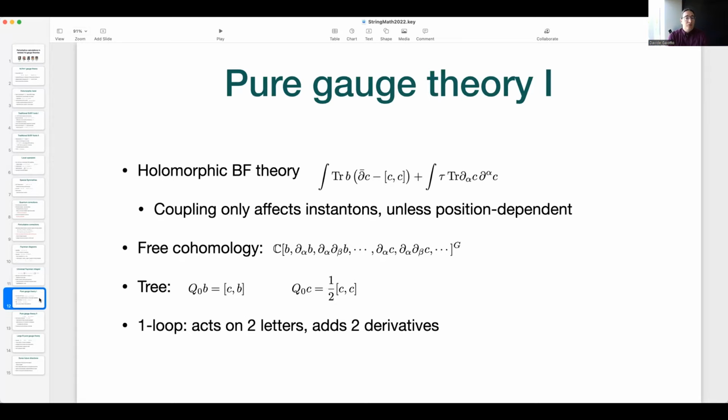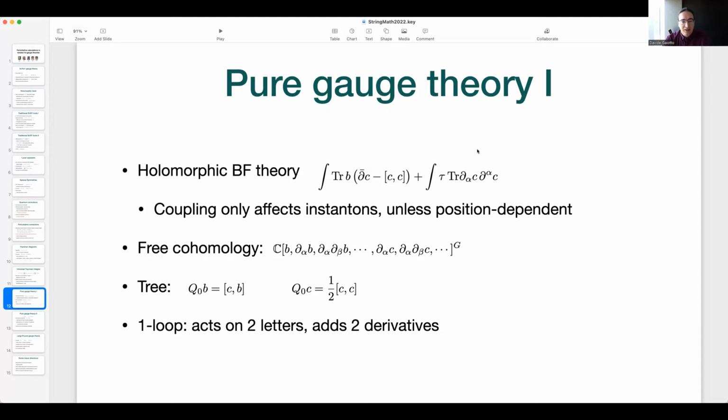Besides doing this sort of general calculations about abstract holomorphically twisted theories, we also looked at a few examples. In particular, we spent some time on pure gauge theory, on the holomorphic twist of pure N=1 gauge theory in four dimensions. The holomorphic twist of pure N=1 gauge theory is the holomorphic BF theory, deformed by a coupling which is a total derivative, so it only affects instanton calculations, unless you make it position dependent.